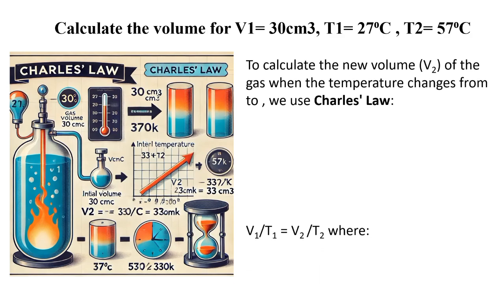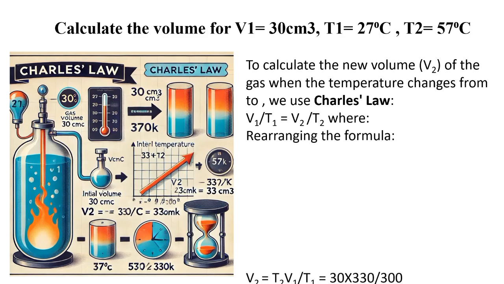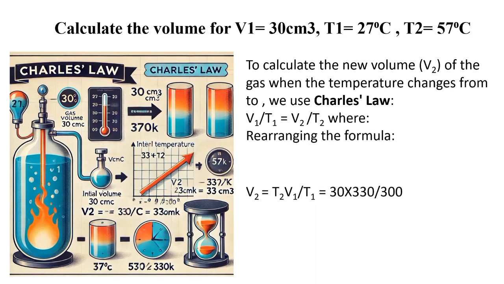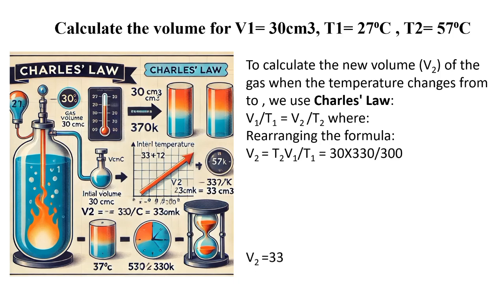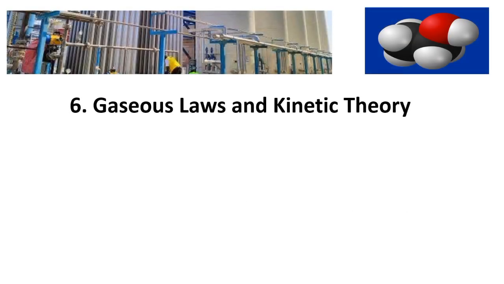The new volume is found using V1/T1 equals V2/T2. 30 times 330 over 300 by calculation gives 33 centimeters cube. Graham's law states that the rate of diffusion of a gas is inversely proportional to the square root of its molar mass, explaining why lighter gases diffuse faster than heavier ones.